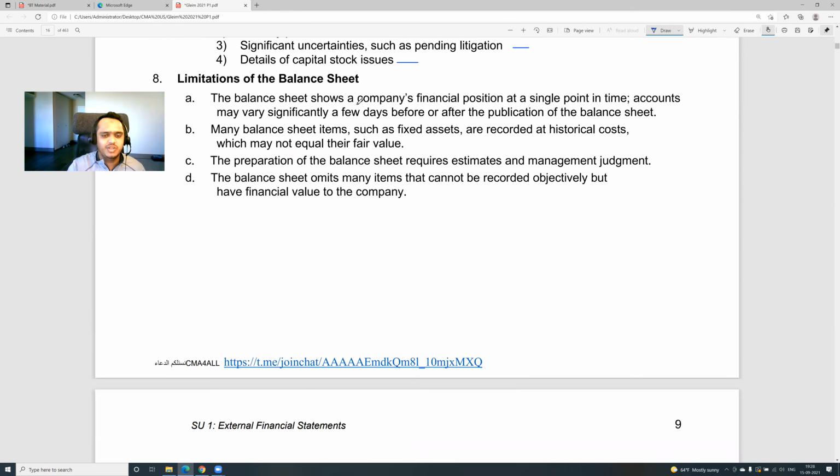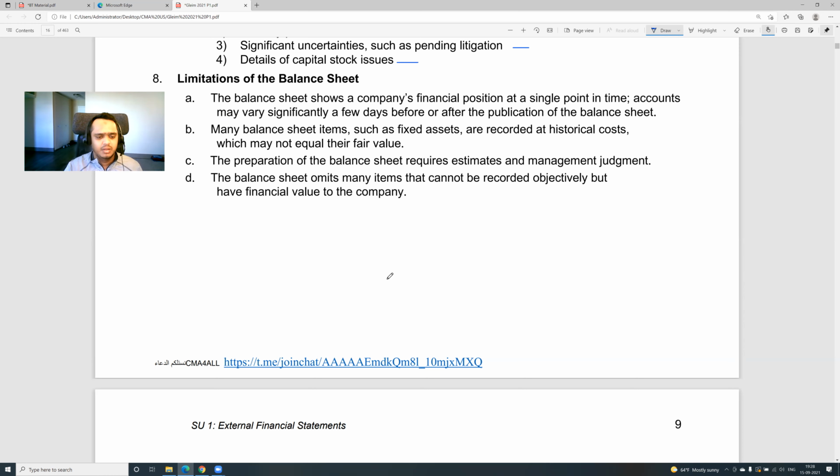Now, limitations of the balance sheet: it shows the company's financial position at a single point in time, at the end of the year; most of the time balance sheets don't come in between. Many balance sheet items such as fixed assets are recorded at historical cost, which will not be equal today. They were recorded long ago, and now they don't have that fair value. The preparation of the balance sheet requires estimates by management judgment. The balance sheet omits many items that cannot be recorded objectively but have financial value to the company.